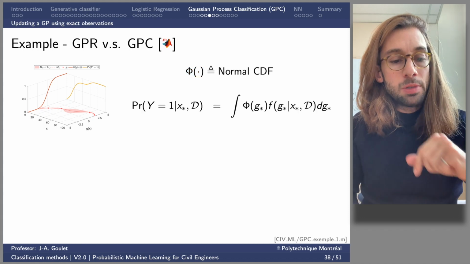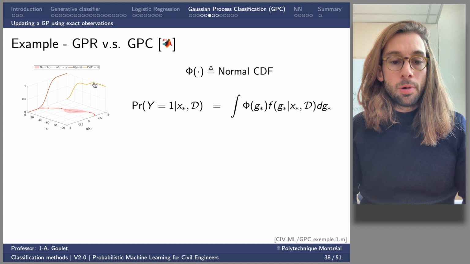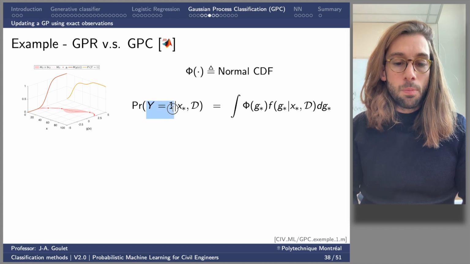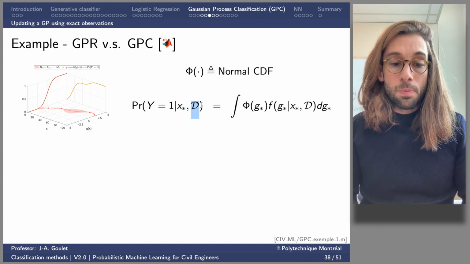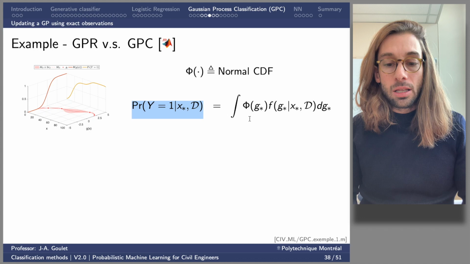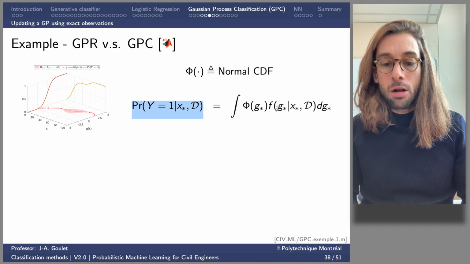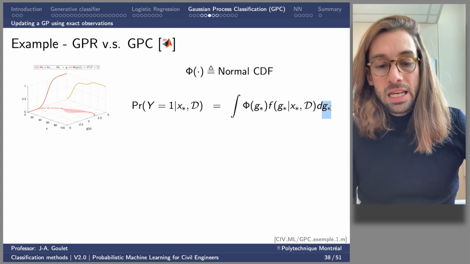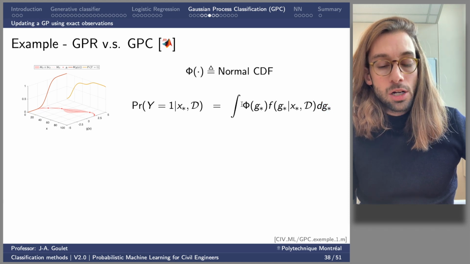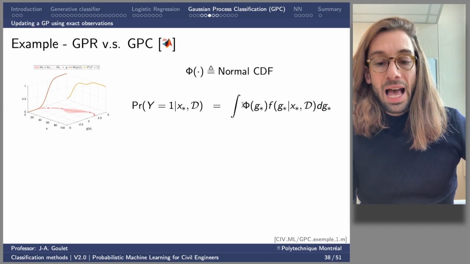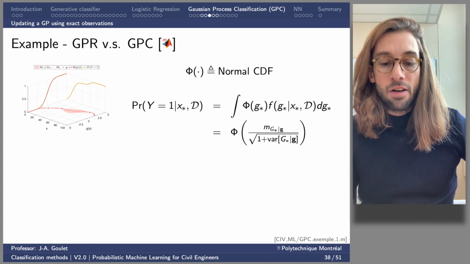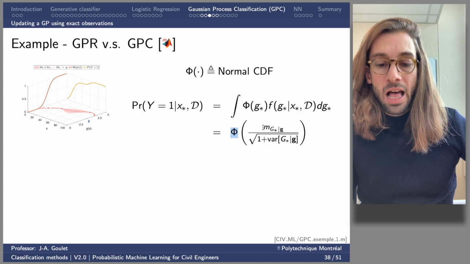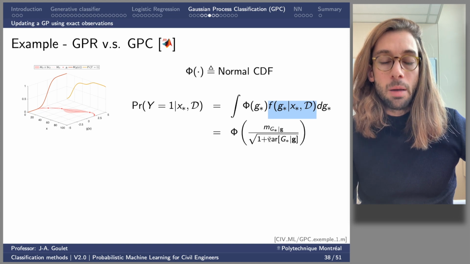Okay? What we're trying to obtain here in yellow is the conditional probability that y equals 1, given the prediction location and given the data available. And to obtain that posterior predictive, I need to integrate in order to marginalize my uncertainty on my prediction location. In the case where my nonlinear function is a normal CDF, I can solve this integral analytically. It's simply the CDF evaluated at the expected value of my posterior here, divided by the square root of 1 plus the variance of my posterior here.